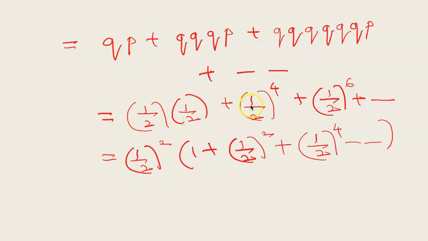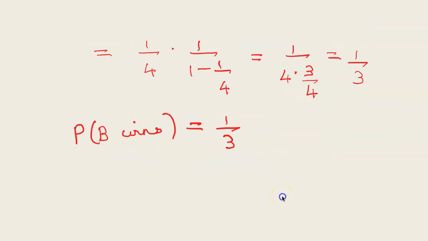So you get 1 by 2 squared plus 1 by 2 raised to 4 plus 1 by 2 raised to 6 and so on. So we can take out 1 by 2 squared and I get 1 plus 1 by 2 squared plus 1 by 2 raised to 4. And what is this? This is the sum of an infinite geometric series with first term 1 and common ratio 1 by 2 squared. So the sum is 1 by 1 minus r. So you get 1 by 4 into 1 by 1 minus 1 by 4, which is 1 by 3. So the probability that B wins is 1 by 3.